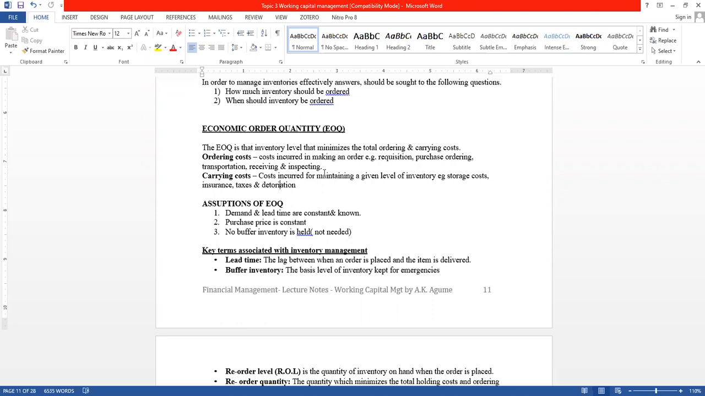Now, like the first assumption, they said demand and lead time are constant and known. The first assumption of economic order quantity is that demand and lead time are constant and known. When you look at that, of course, if you have to critique that assumption, you realize that in practice, it might be hard for you to predict the demand because it varies from one season to another. Even the lead time being known may also not be the case.